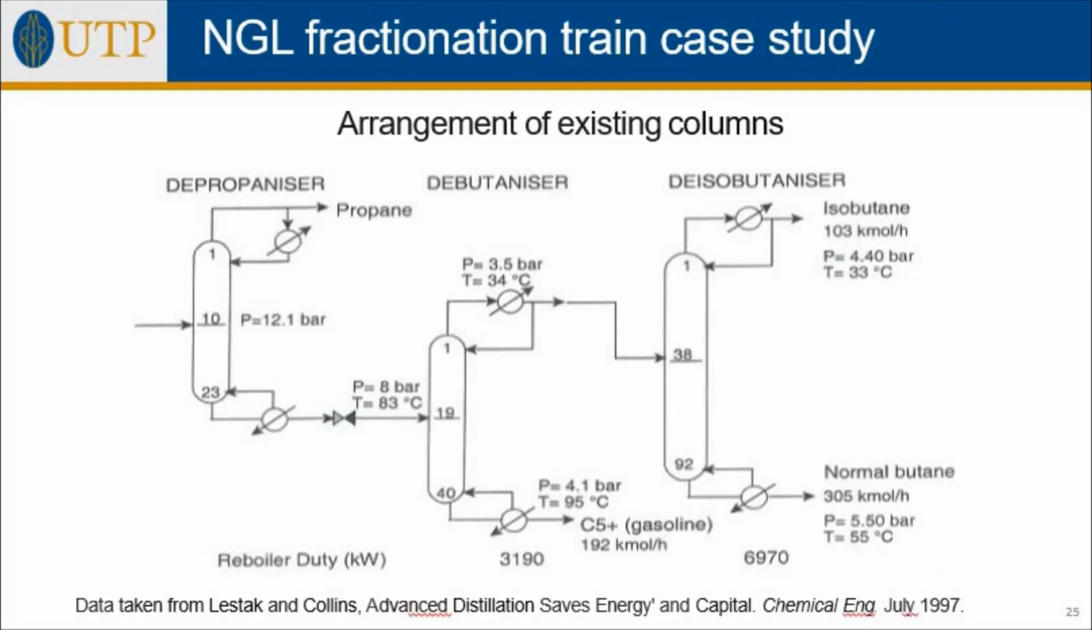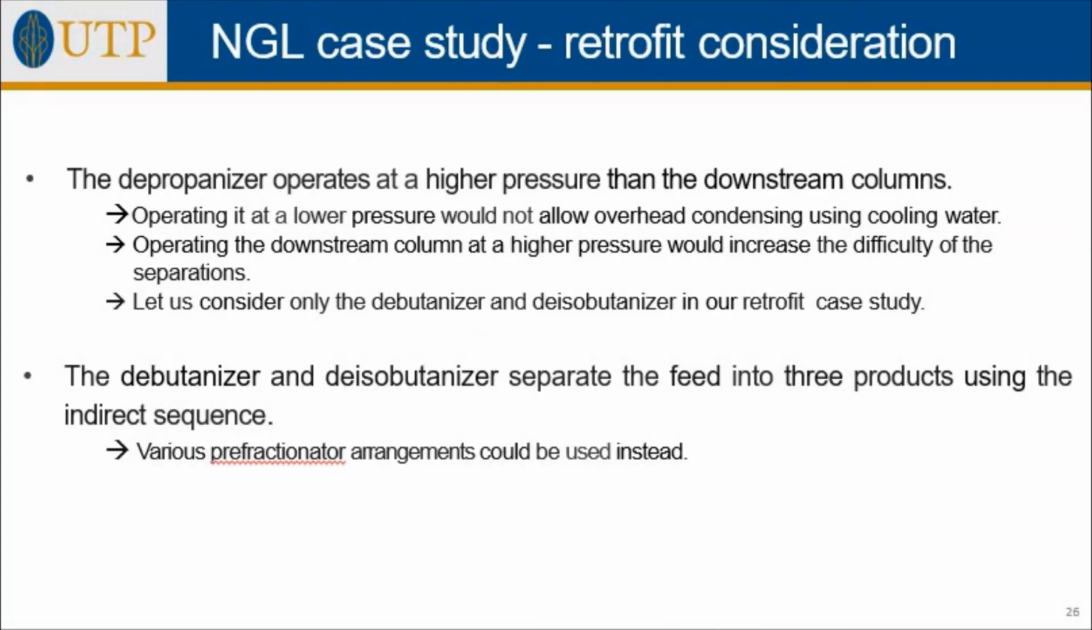This slide shows the arrangement of the existing columns for the NGL fractionation train case study, including the first column, the depropanizer, the second column, the debutanizer, and the third column, the isobutanizer, to separate propane, C5, as well as isobutane and normal butane. And then you can see the reboiler duty for the debutanizer and the isobutanizer as 3190 and 6970 respectively.